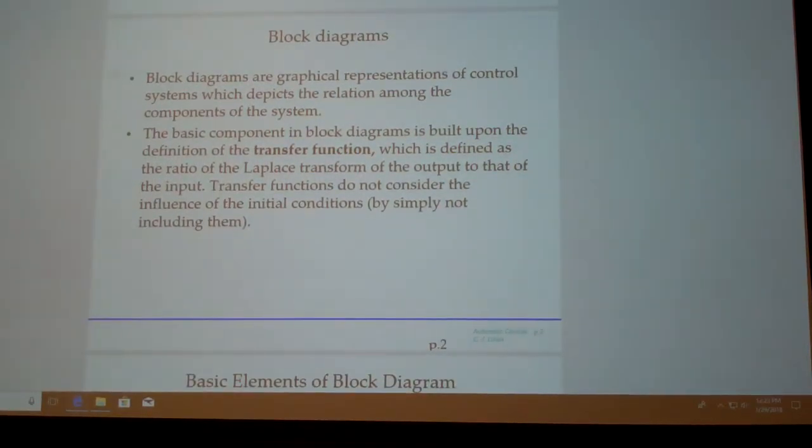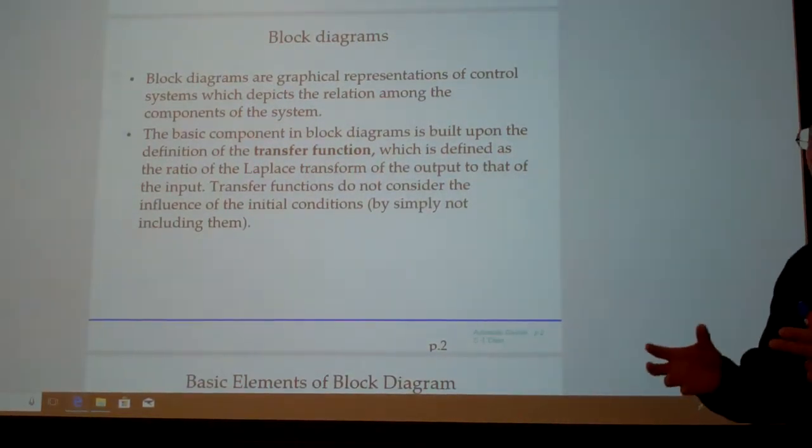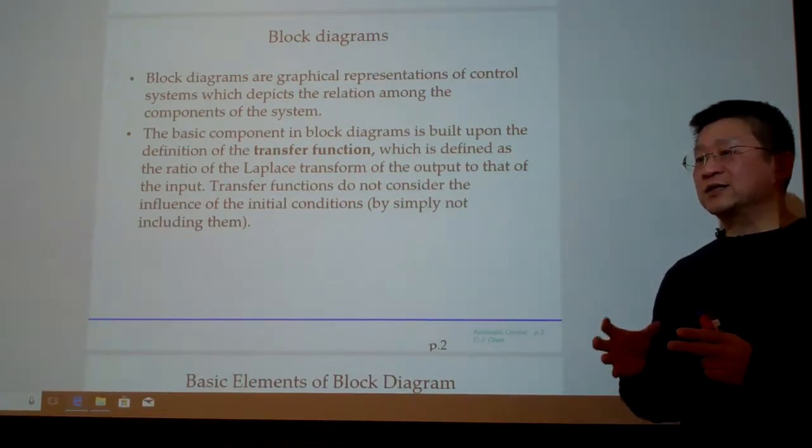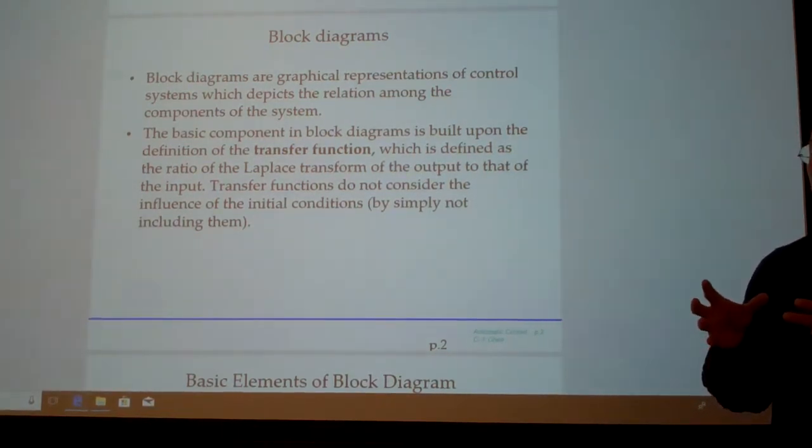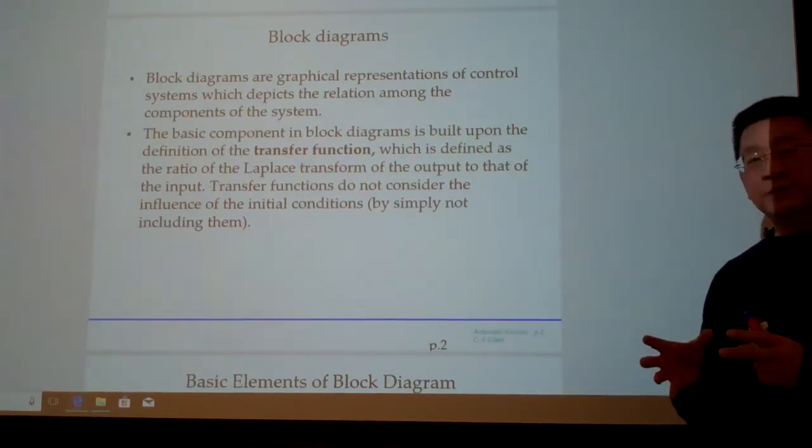Basically, a block diagram is composed of many blocks, or black boxes, and each black box can be a representation of the dynamics of certain subsystems.